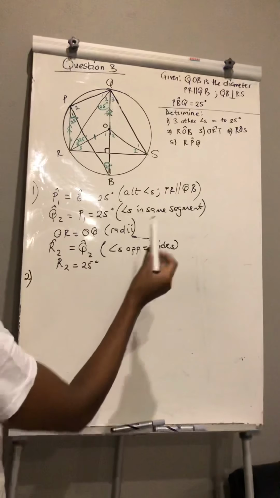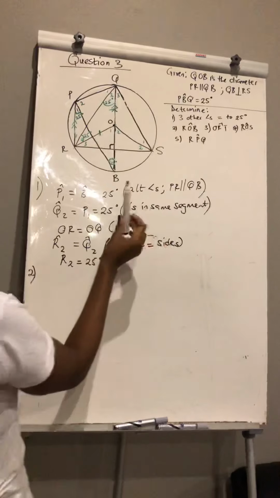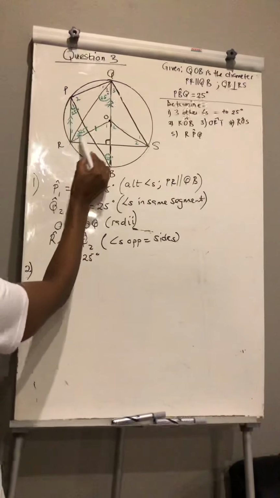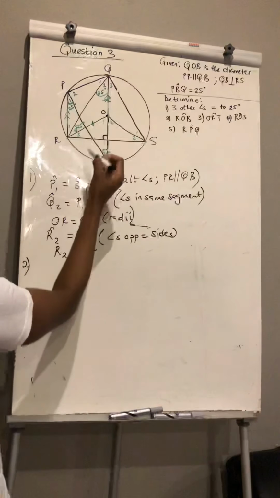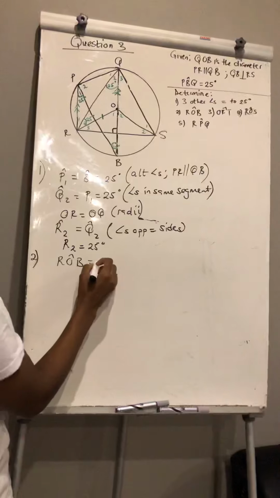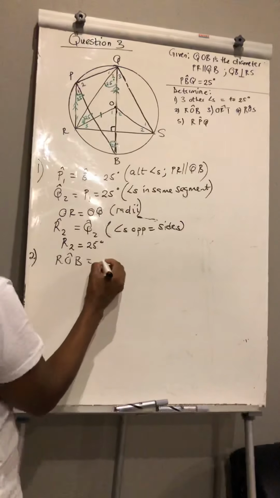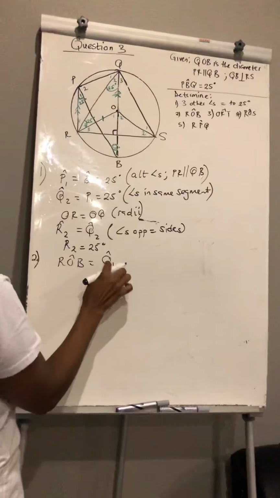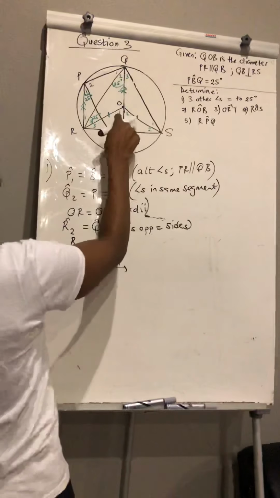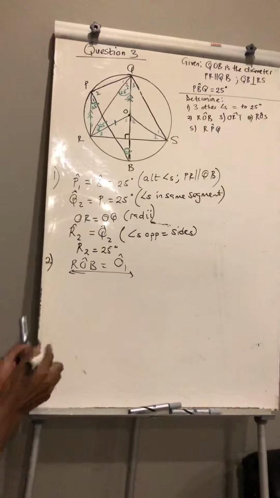Now, number 2, we have to find ROB. So let's go and try to see which angle that is. ROB, in our diagram, we just simply named it O1. So we would like to find O1 quickly. This is the angle we want. So how can we get O1?